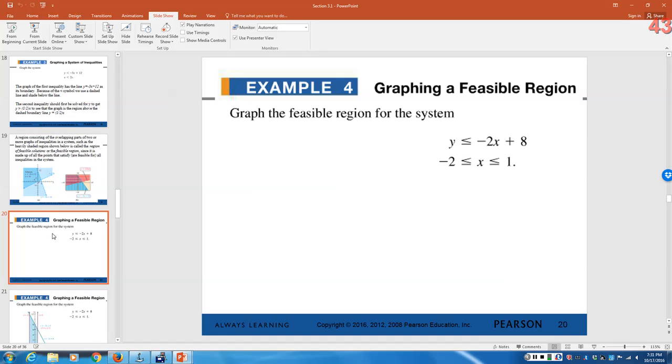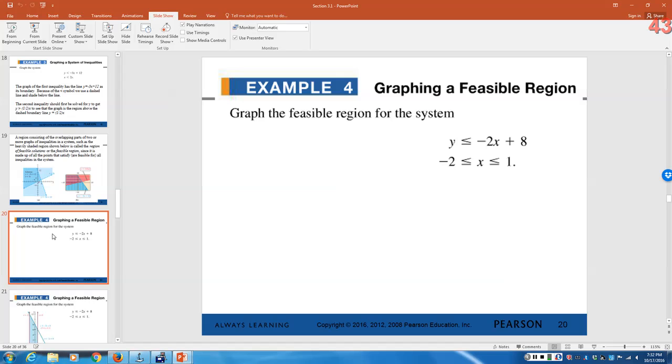So we're going to do one more, and this one's a little bit different. We want to graph the feasible region for the system y is equal to or less than negative 2x plus 8, and x is only between negative 2 and 1. Those are the only feasible values for x for whatever reason, since this is not an application.